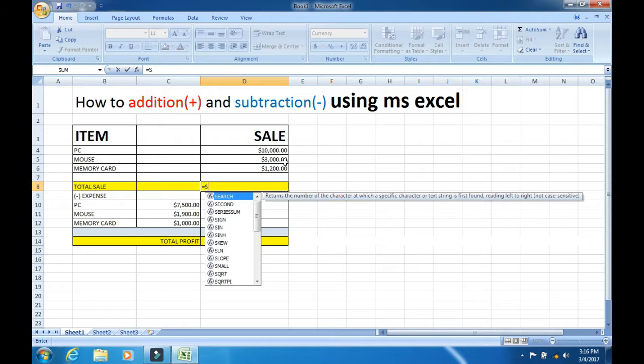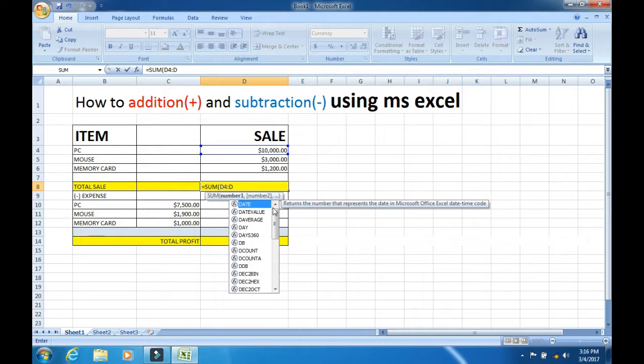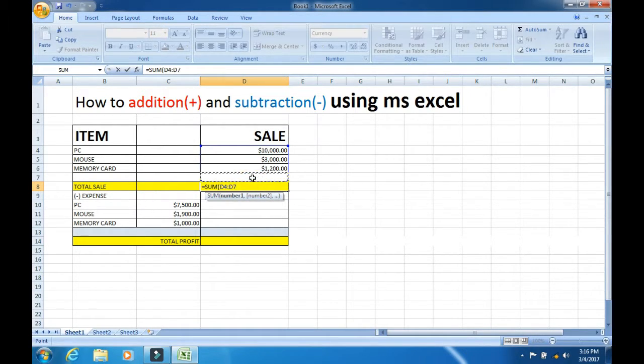So first here, using formula sum, this is the addition formula sum. Cell address D4 to D7, then enter. Okay, total sale is $14,200.